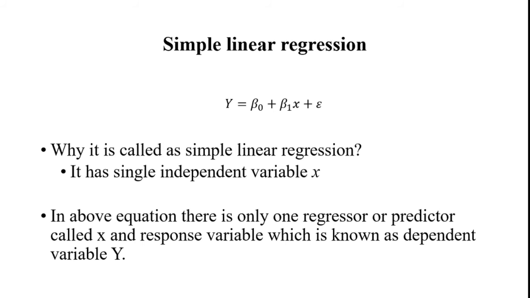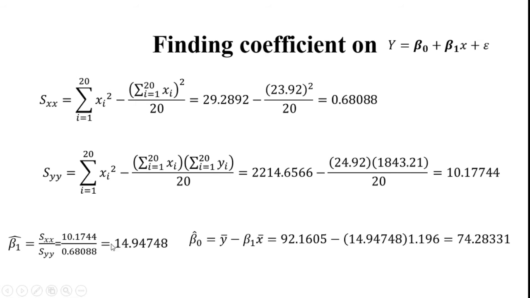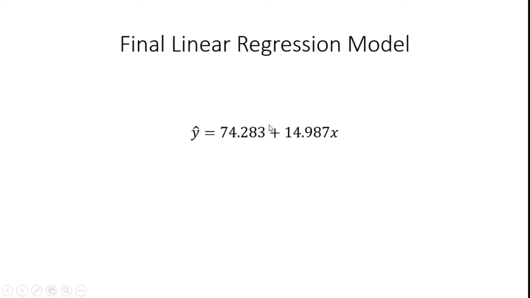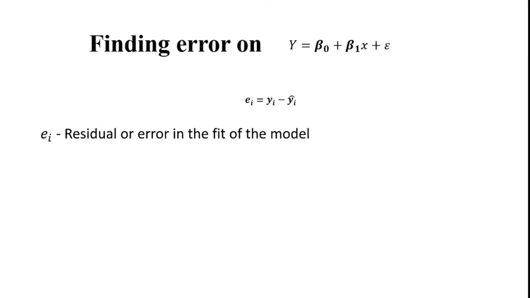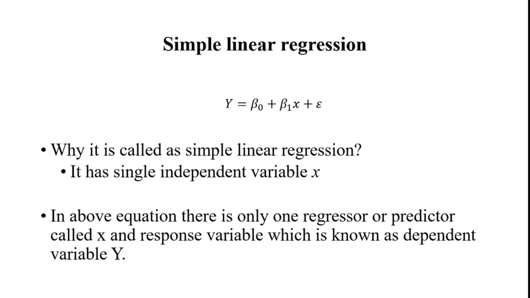Then, for the final linear regression model, I substitute all the values associated with the experimental data collected from the experimental setup into the simple linear regression model, beta naught and beta 1. From this substitution I get the equation y bar is equal to 74.283 plus 14.987 into x. So here I substitute the identified values for beta naught and beta 1 in the simple linear regression model equation. And then the third term is available, which is epsilon.